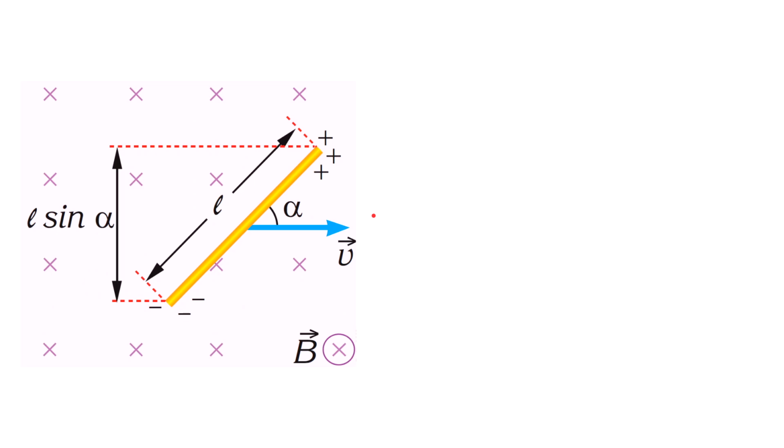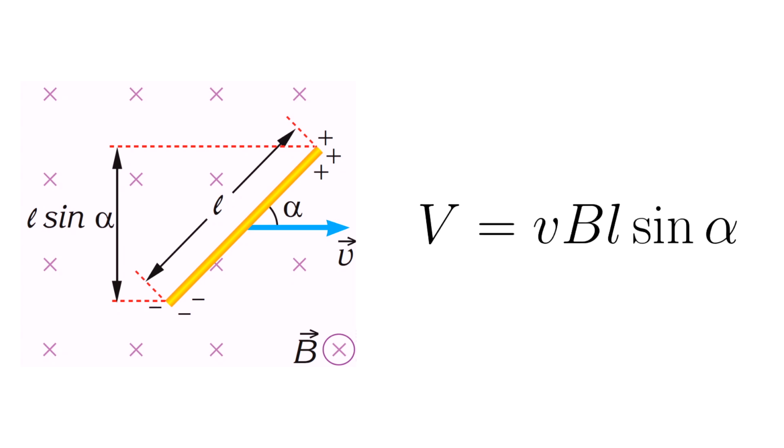And if the velocity makes an angle with the wire, and if the velocity and the wire are both perpendicular to the magnetic field as shown in the picture, the potential difference across the wire is found by this expression. And we see here we've just added the function sine alpha, and it's because the perpendicular component of the wire is used to find the potential difference.